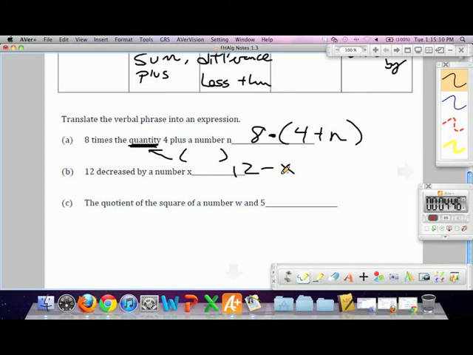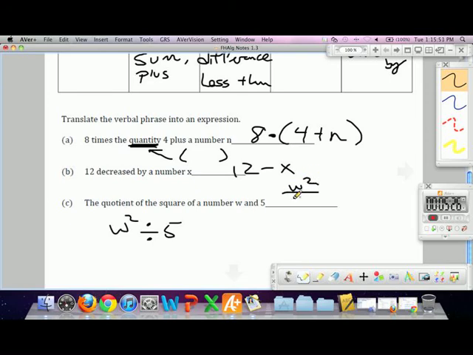How about the quotient of the square of a number w and 5? So the quotient of, what's quotient going to tell us? Division. So we're probably going to have a division symbol. And what are we dividing? The square of a number w. So what's w squared? W squared. And then what is it being divided by? 5. What's another way we could have written this without using that division symbol? The w squared over a bar and then 5.